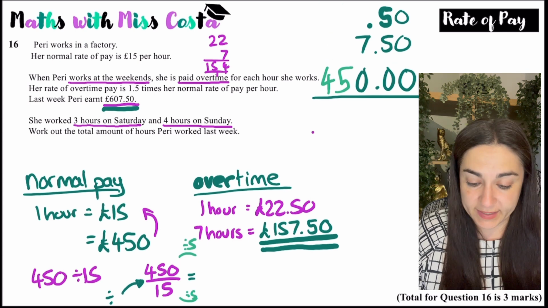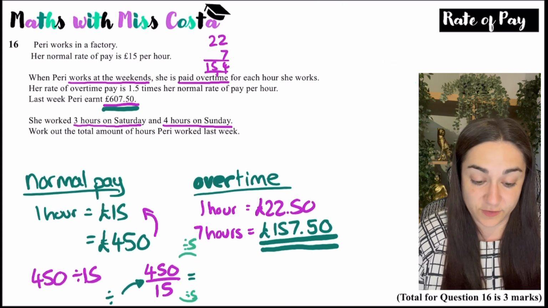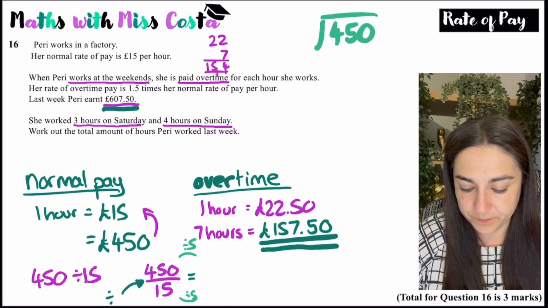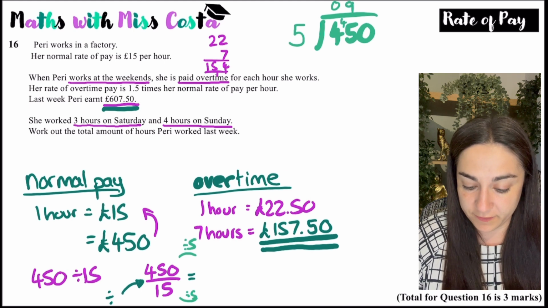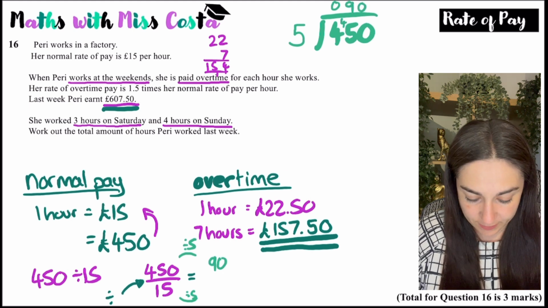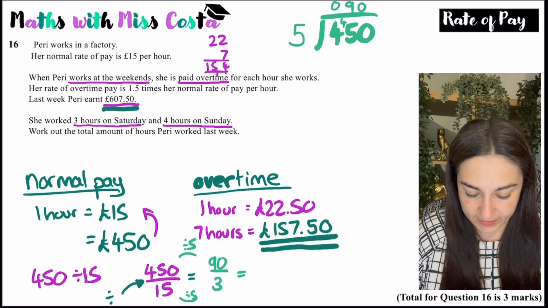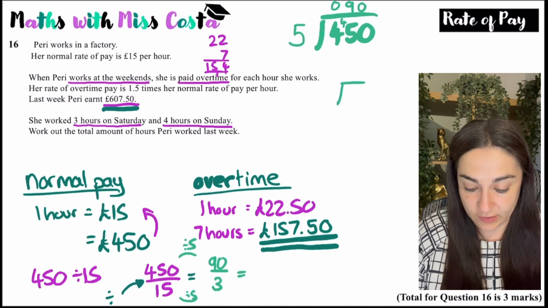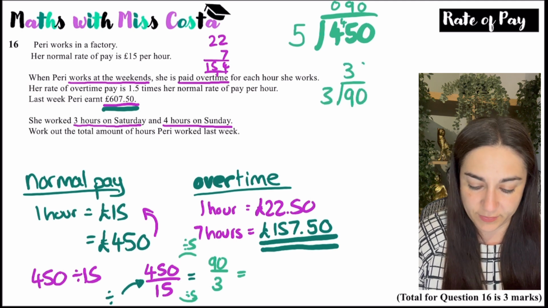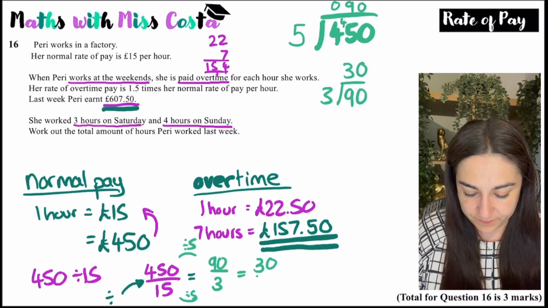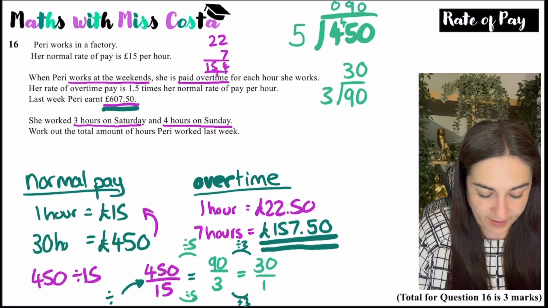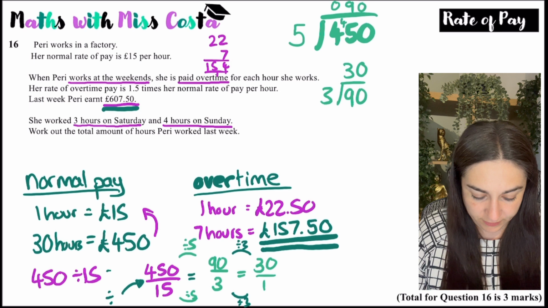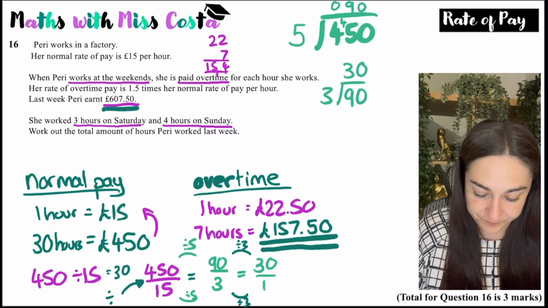If it's not immediately obvious to me what it would be, I can use the bus stop method to just help me out. So 450 divided by 5, 5s into 4 goes 0, remainder 4, 5s into 45 go 9, and 5s into 0 go 0. So that would be 90, and 15 divided by 5 is 3. Then if it's not immediately obvious to me again, I can just use the bus stop method. So 3s into 9 go 3, so that would be 30, and 3 divided by 3 is 1. So I simplified it by first dividing by 5, then dividing by 3, and I worked out that that must be 30 hours, because 450 divided by 15 is 30.